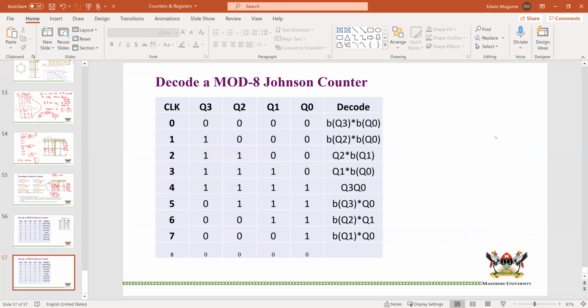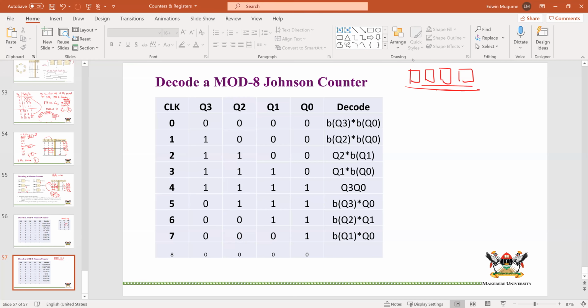Right, now, I created a mode 8 Johnson counter. So you can go and do this one in your free time. You just need 4 flip-flops, not 3. The one in the book, the example, is 3, just do 4 flip-flops.